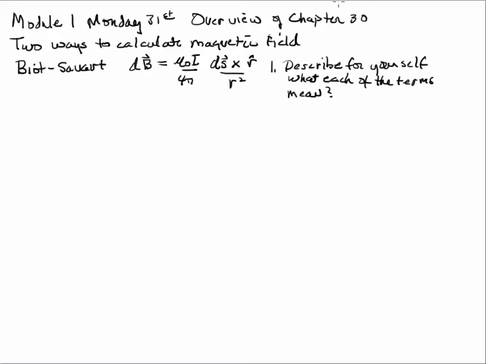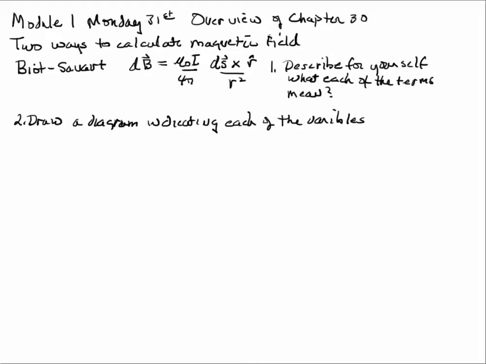Of course, you should be able to describe for yourself, just as I did, what each of the terms mean. What is ds, what is r hat, what does r squared mean, and what does the current mean? Now take a moment and draw a diagram indicating each of the variables. The ds, the r hat, and the r squared, or rather the r.